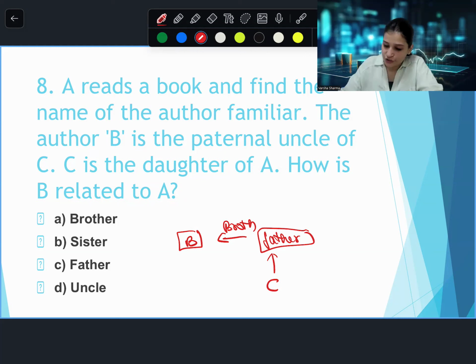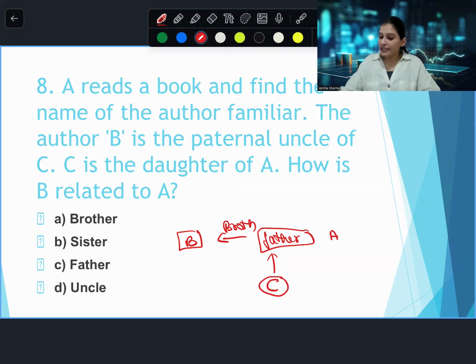Now C is the daughter of A. So how will B be related to A? See, we don't have the in-law word here. So A could be mother, could be father. Agree? C is the daughter of A. That means A could be mother or A could be father.